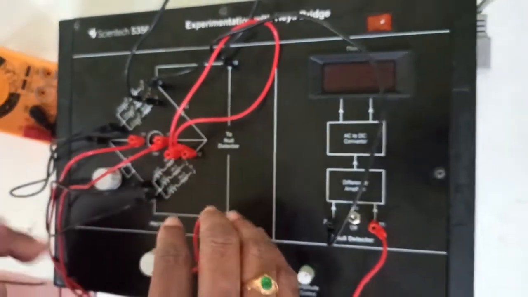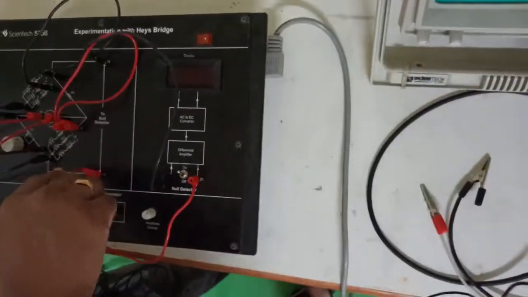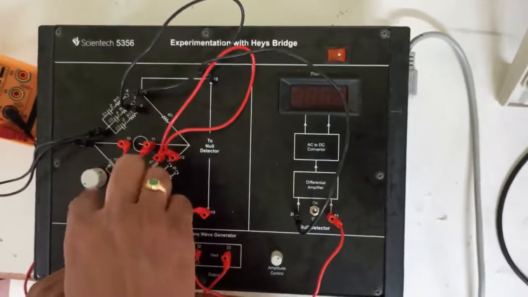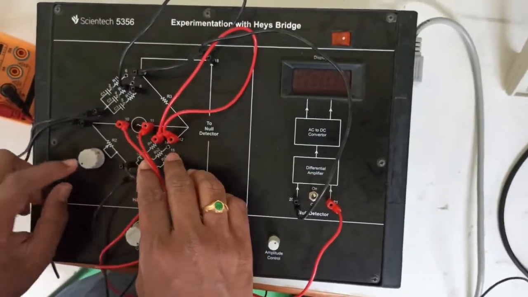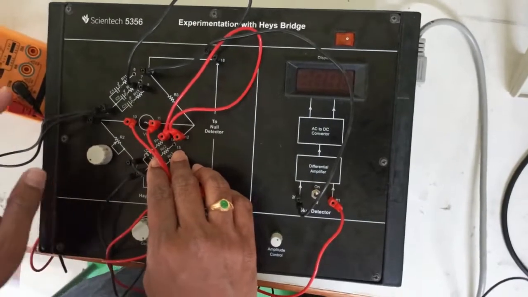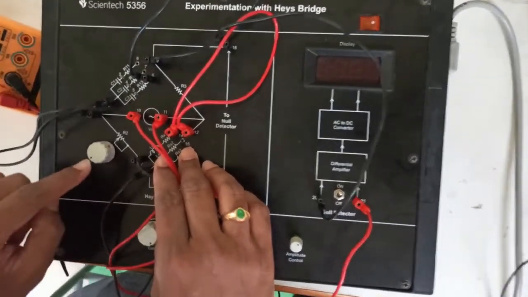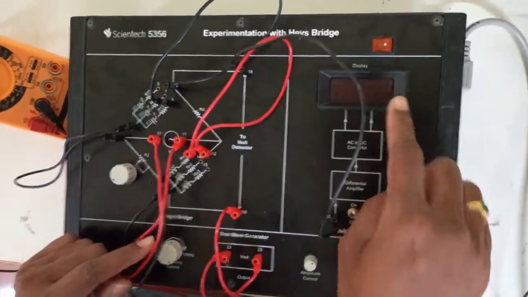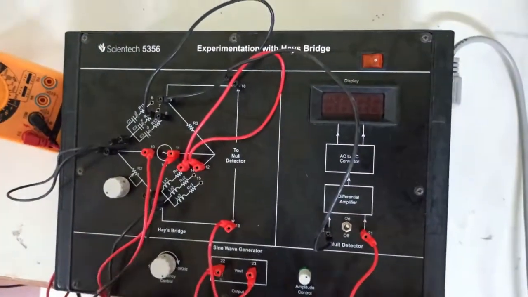Likewise you are going to find all unknown parameters by measuring the resistance of R2. In each and every case you have to vary this knob until this display shows 0 value or minimum value.